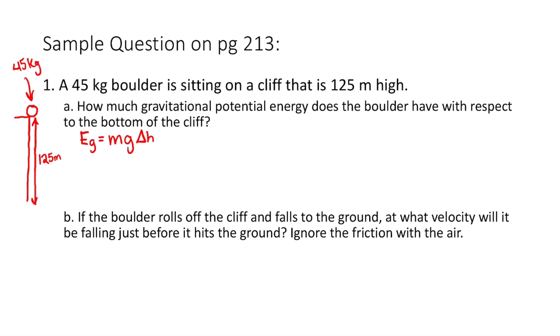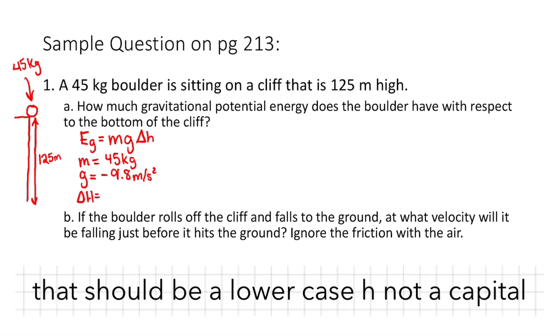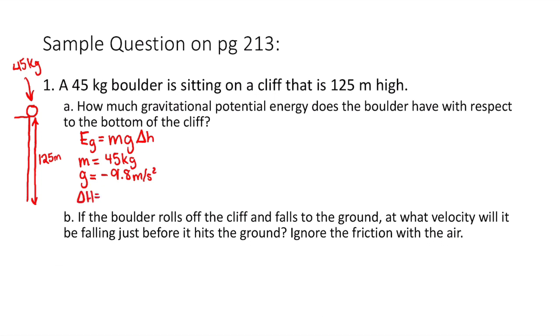Always, always, always list out your variables so you know what you're solving for. Mass is equal to 45 kilograms. Acceleration due to gravity, constant, negative 9.8 meters per second squared. Delta H is equal to the final position, which is going to be on the ground, so that's 0, minus, and then it started at 125 meters above the ground, so it's going to be equal to negative 125 meters.